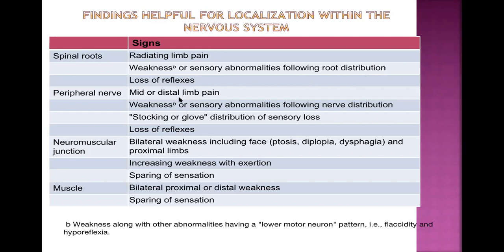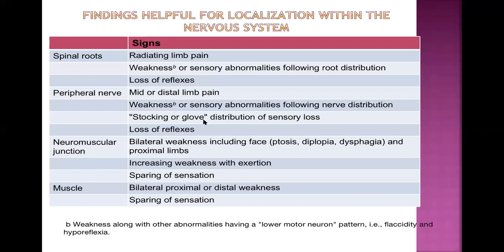Peripheral nerve, if it is damaged or affected, there may be limb pain, there may be weakness, there is stocking or glove type of sensory loss. This is the most important point here. This is how the patient comes to you. Stocking or glove type of sensory loss means the distal part of the limb is losing the sensation.